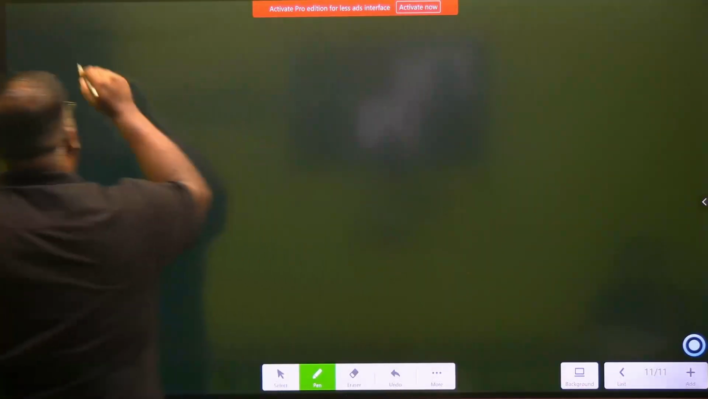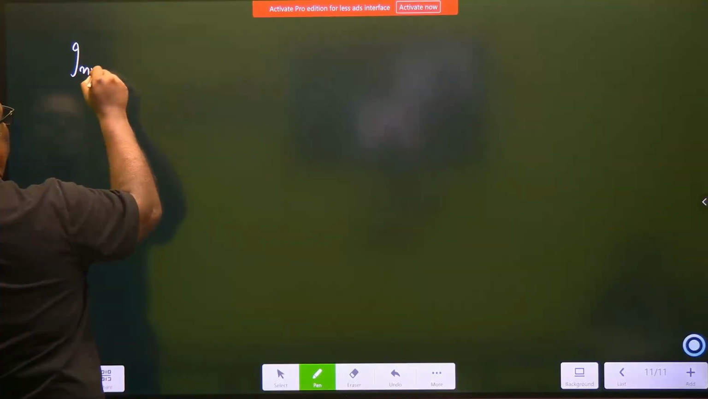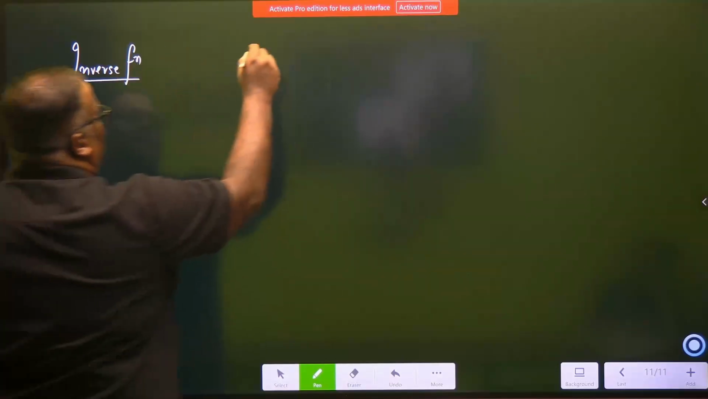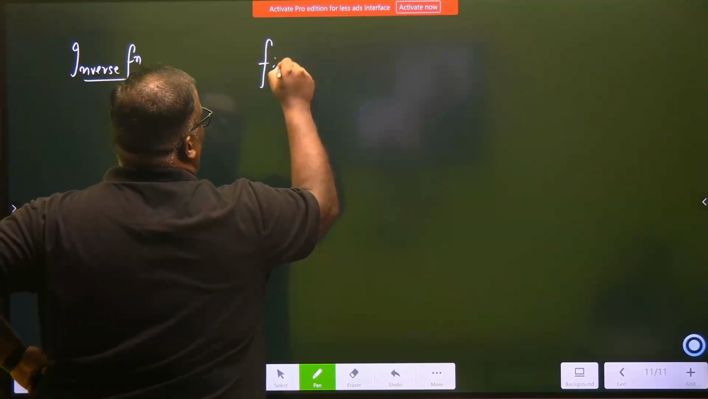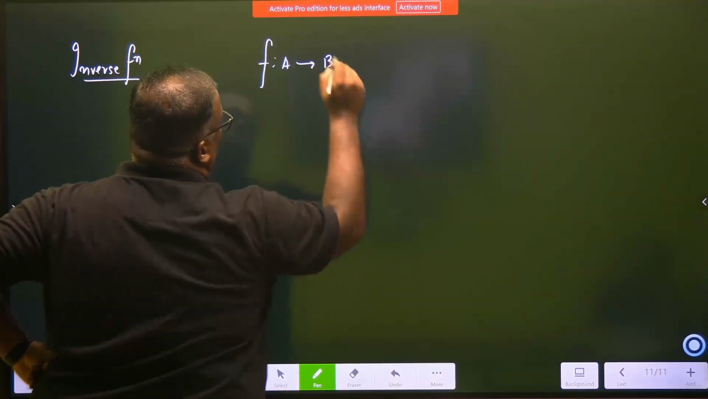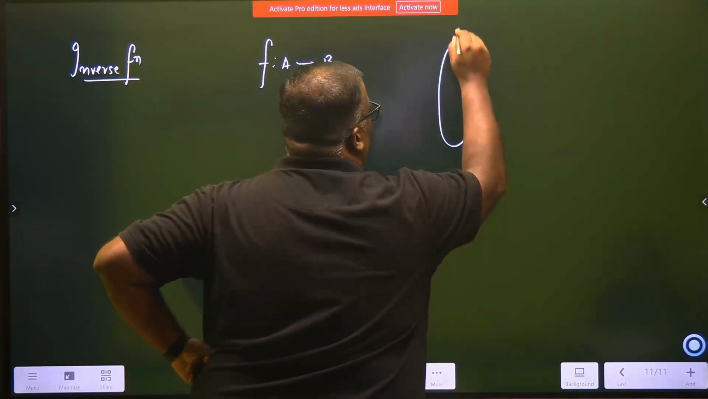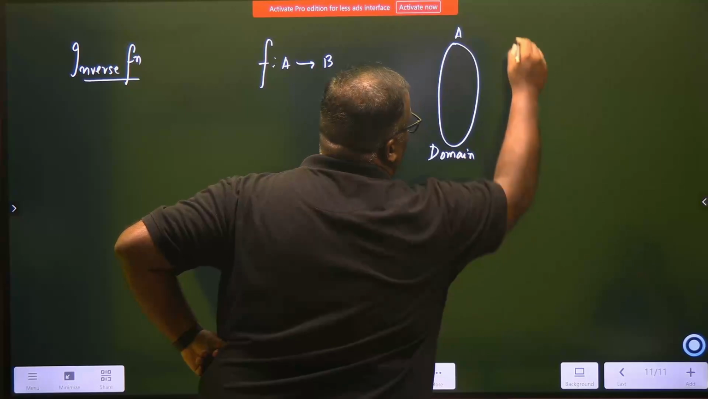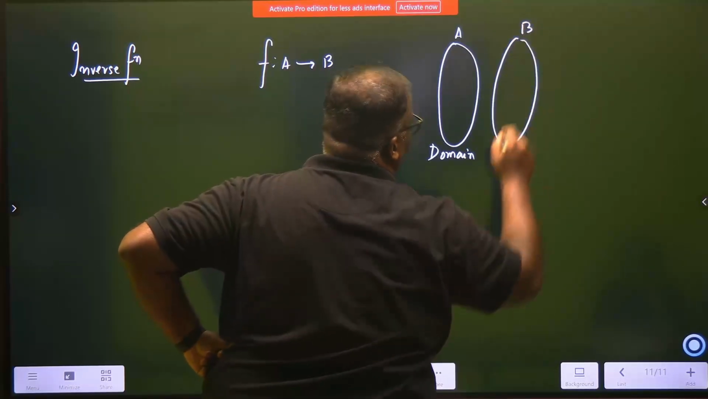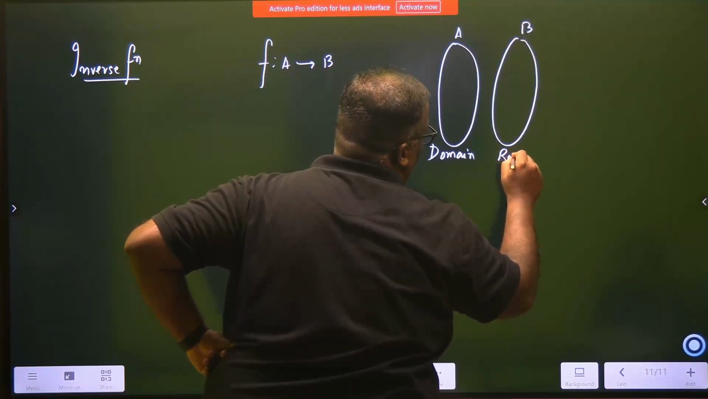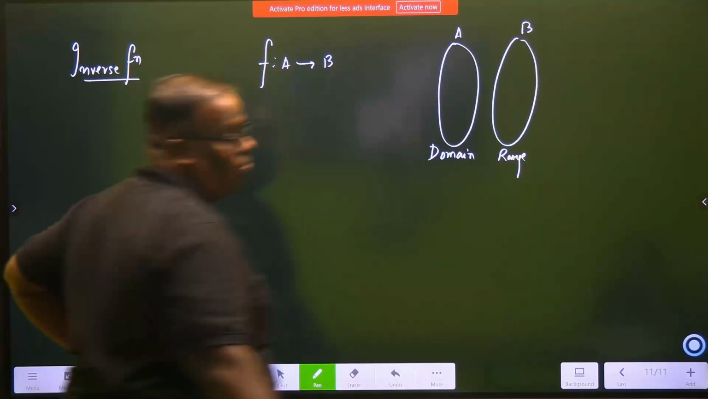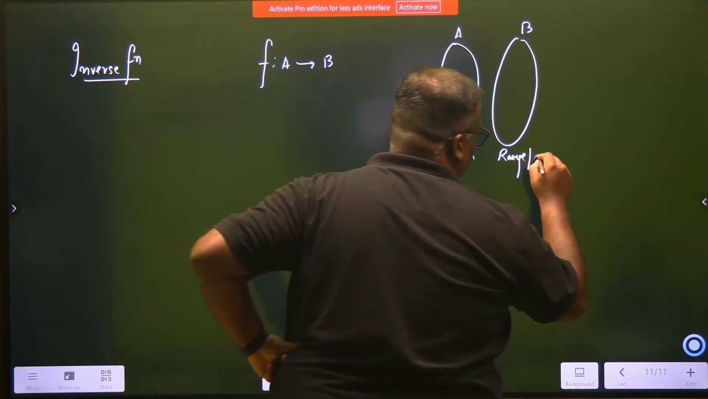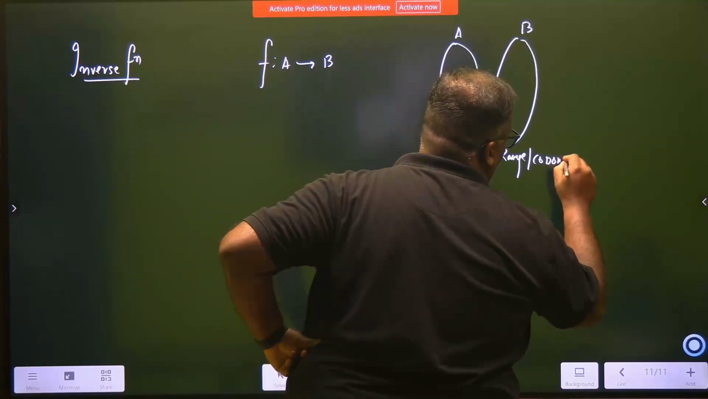Let's talk about our next chapter, which will be inverse trigonometric ratios. Let's talk about an inverse function. Let's have a function f which is mapped from A to B. What does this mean, children? A is my domain and B is my range or codomain, whatever you say.